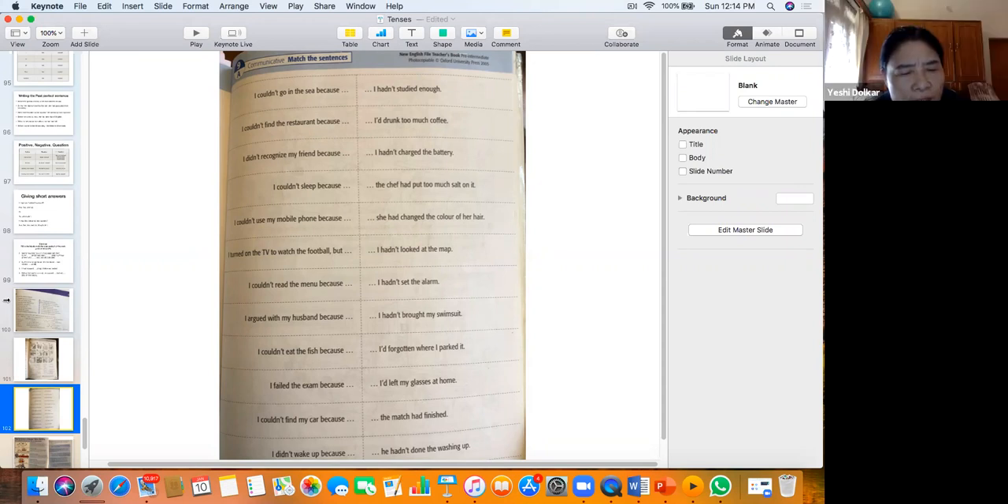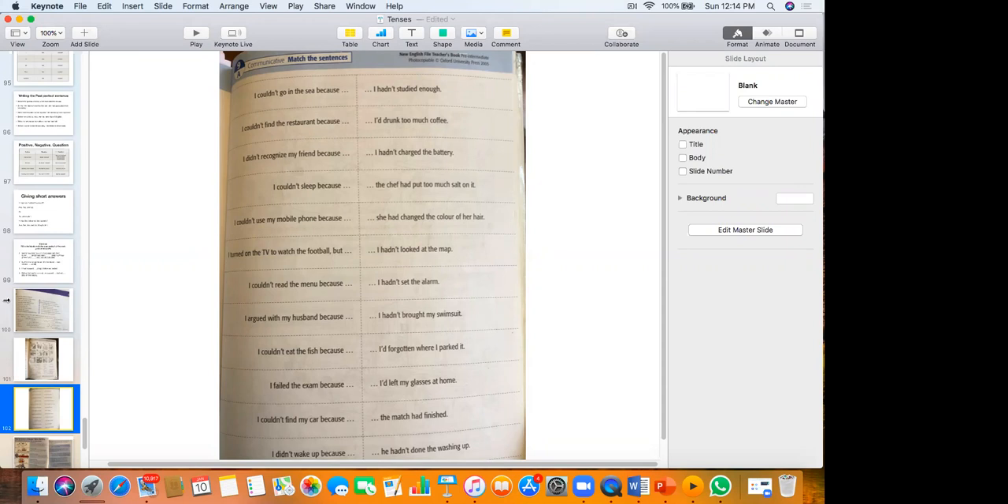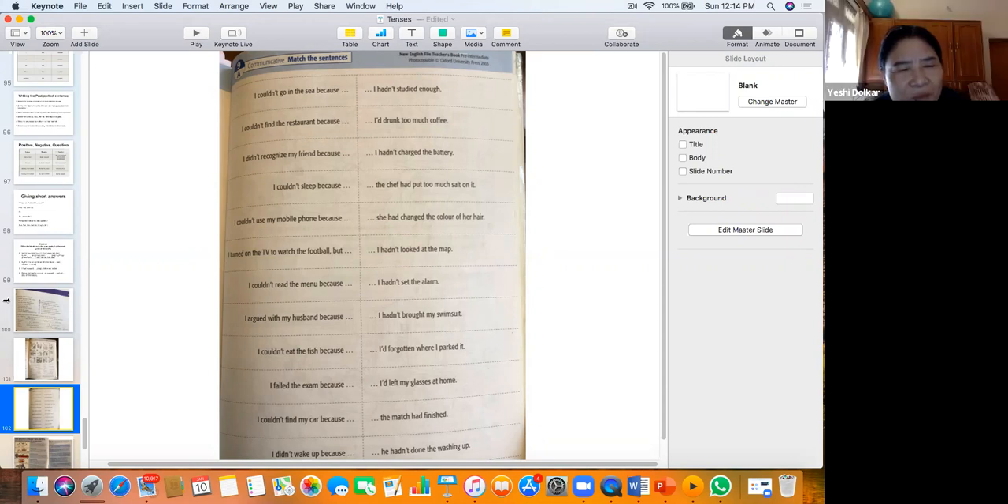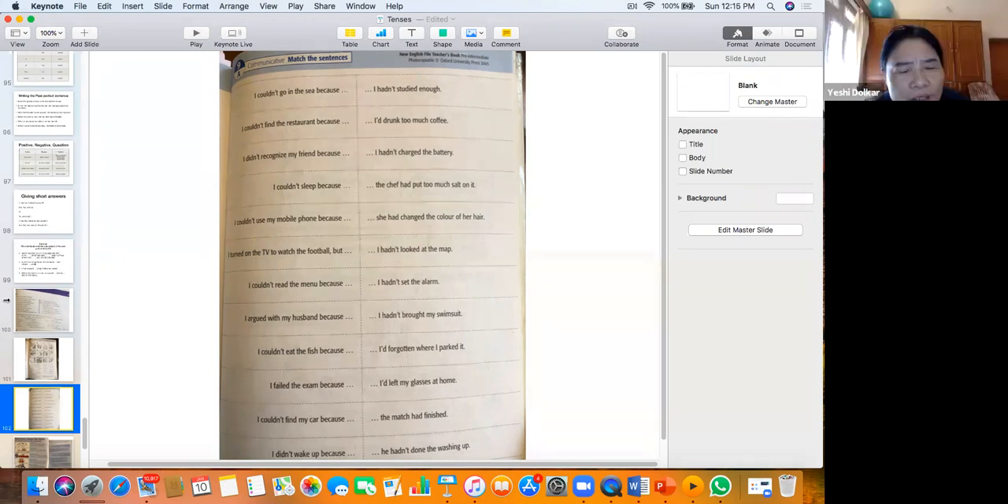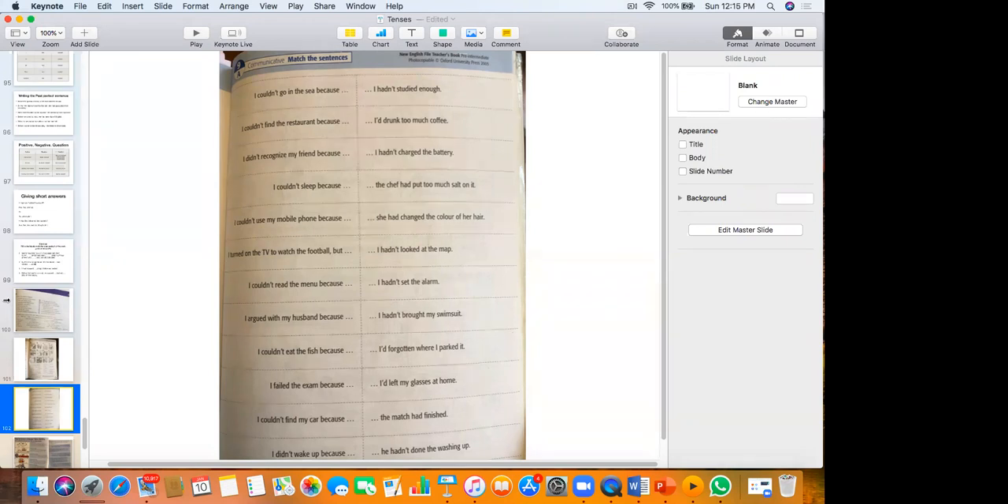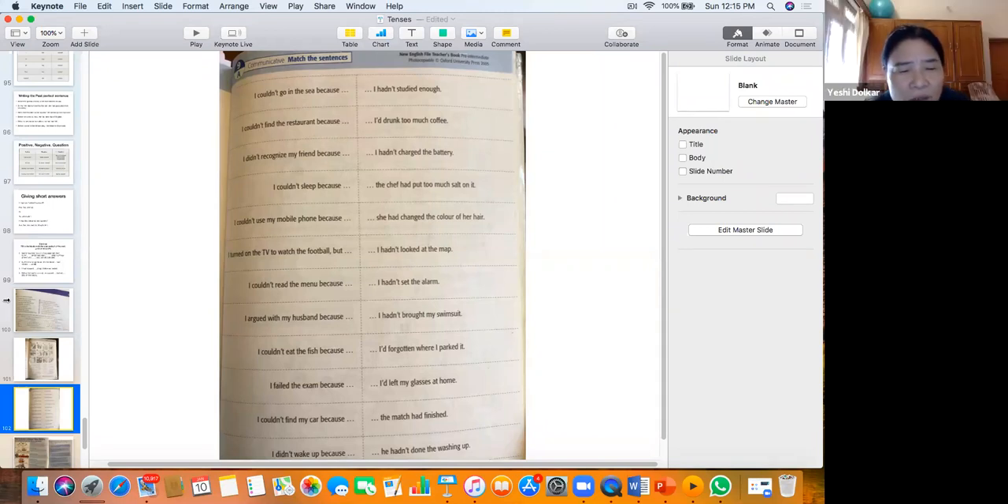I failed the exam because I left my glasses at home. Okay. Now we can see where the problem is. The menu. I couldn't read the menu because I had left my glasses at home. Yes, I had left my glasses at home.